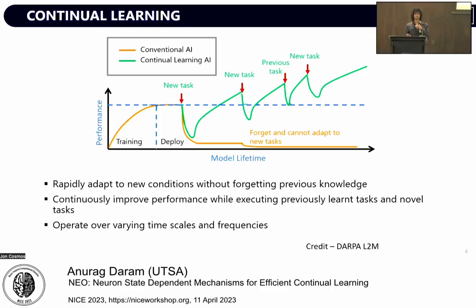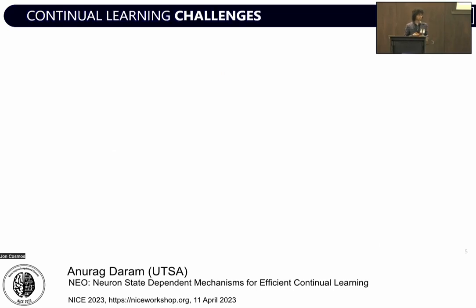And at the same time, it also has to be able to operate at varying timescales and frequencies, wherein the tasks could vary based on their size or length, or the frequency at which a task is exposed, as you can see in the diagram or the plot there. Even though it's an overarching definition, that is what we look toward in a lifelong or continual learning system. However, continual learning also brings some challenges along with it.